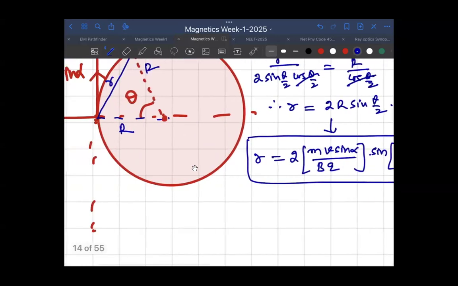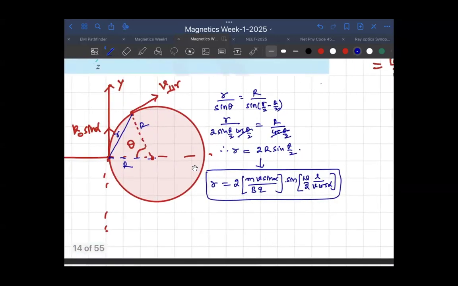In fact, see on the screen, suppose if it strikes at this point, this distance is what we will call as R. That's given in the question. I have no idea whether it strikes exactly at Y.